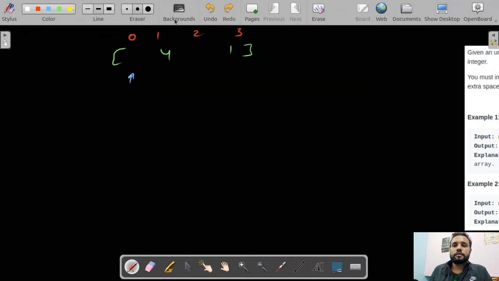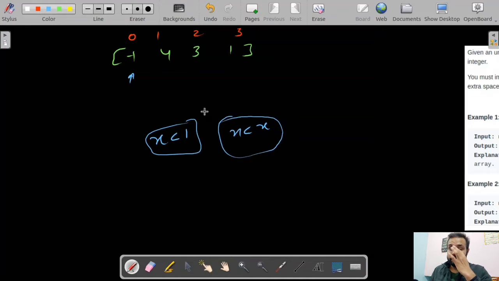Minus 1 and 3. Again, in a single operation, we fixed this index. Now, index 0 contains minus 1, and as I just told you, if any number x is less than 1 or any number x greater than n, we do not touch them, we leave them as it is. So this number minus 1 is less than 1, we are not going to touch it. Okay, we move forward.